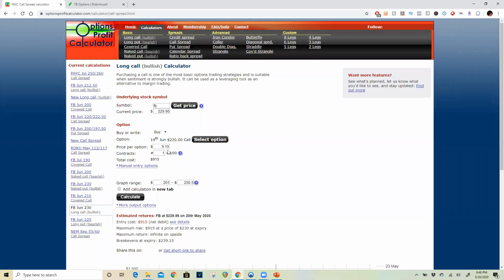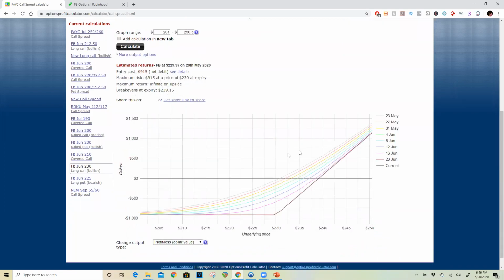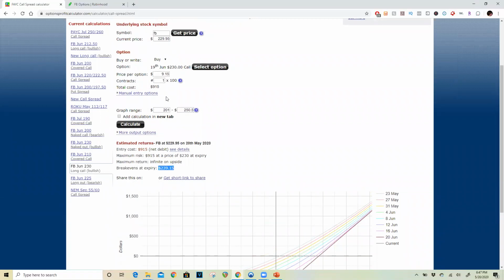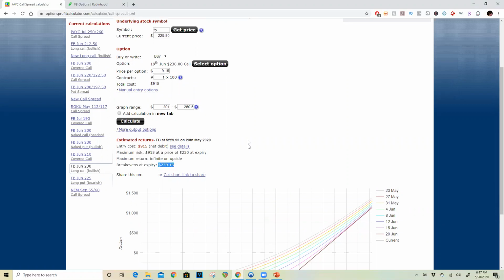Now, the price of that option for the $230 strike is $9.15, meaning for 100 shares, you're paying $915 to buy that call option. Now you hit calculate. Now this will show you what your maximum return is, which is infinite in this case. Your maximum risk is the price you paid for it, which is $915, and it breaks even at $239.15. The way the break-even price is calculated is to add the price of the option to the strike price, and that's how you come up with $239.15.